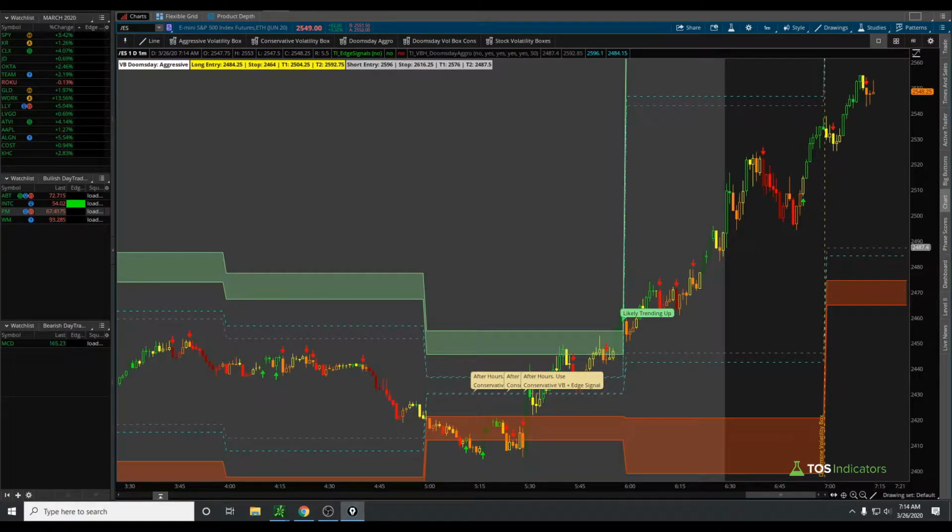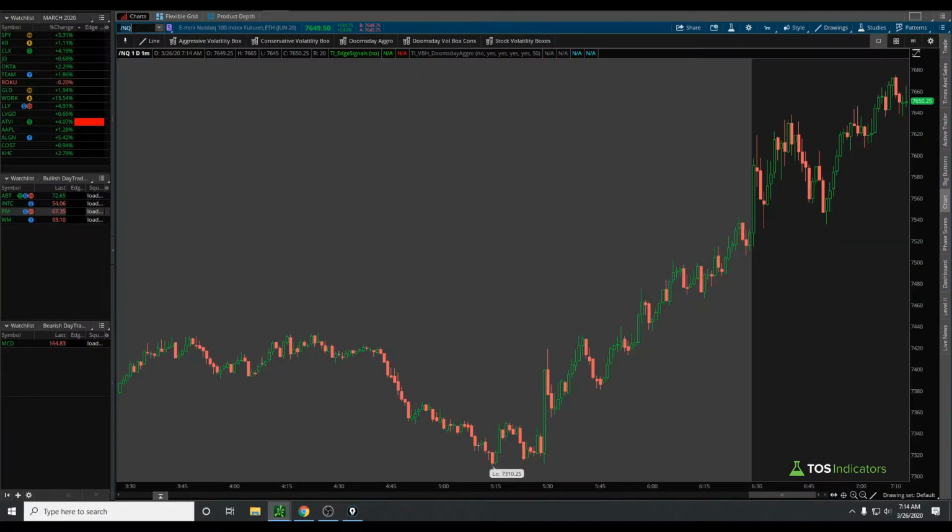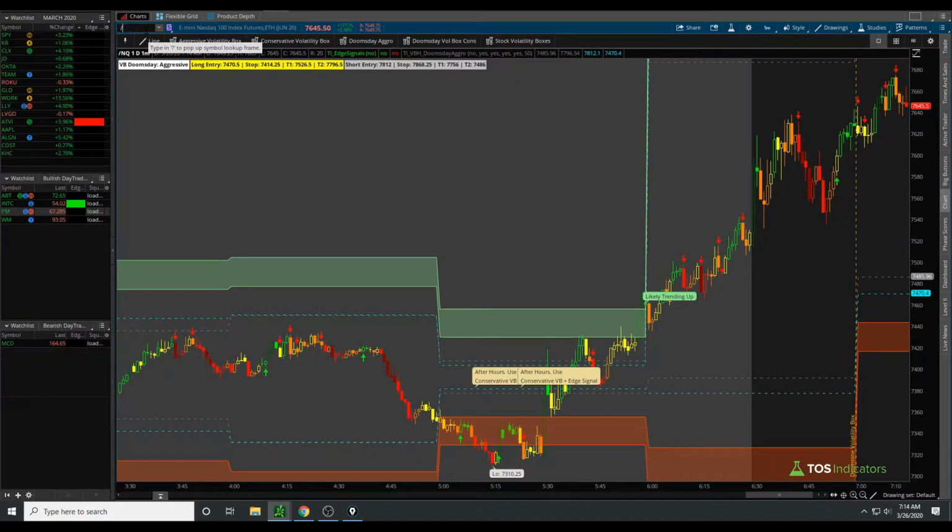So for the S&P first, if we start by drawing our line at that 7 a.m. hour, we don't breach either side's aggressive volatility box line, so you're okay to continue to use the aggressive one. Now, if we go to the NASDAQ, same thing, so okay to use there.